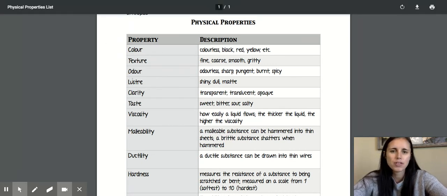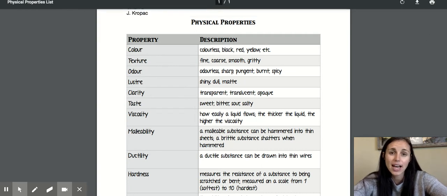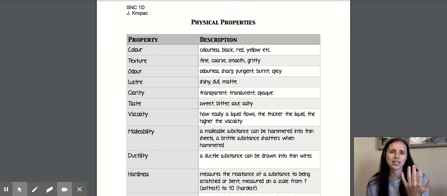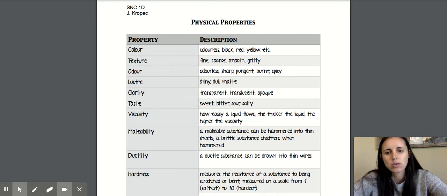So some common physical properties might include color, texture, or odor. These are the most common ones, and these are some describing words that you might see. Luster might be a new term for you. Luster is how shiny something is. Clarity is how clear something is. So if something is totally clear, we say it's transparent. If you can't see through it at all, it's opaque. And if you can kind of see through it, think of a piece of wax paper. You can see the outline of your hand, but you can't see your hand. We would call that translucent.